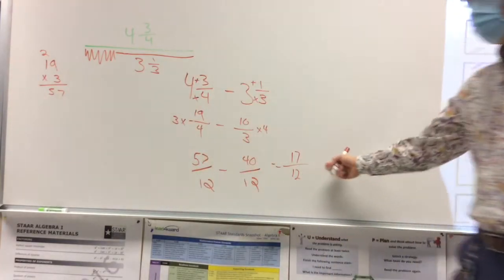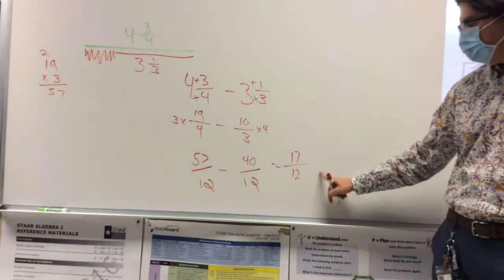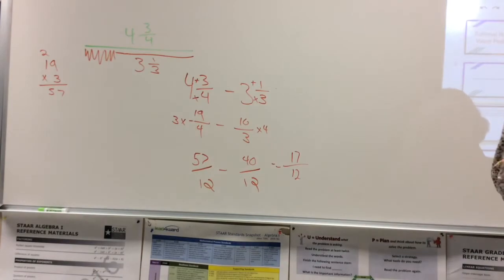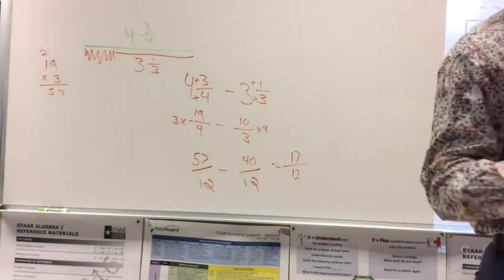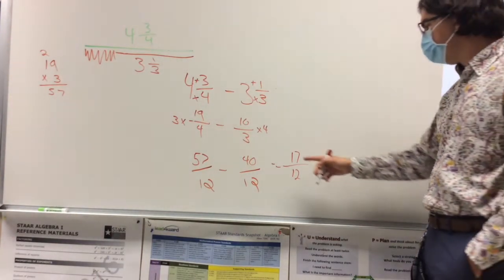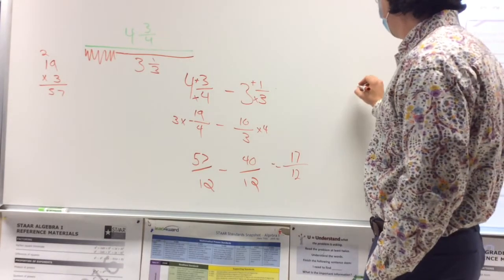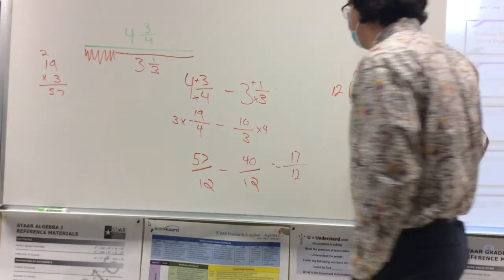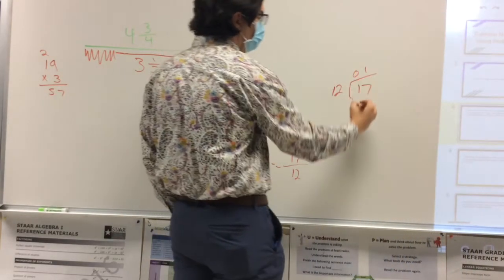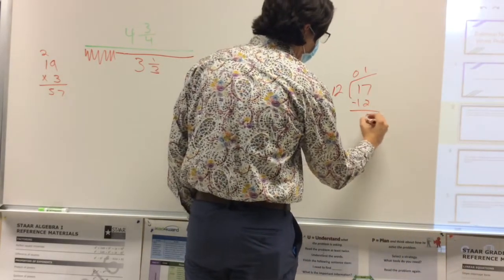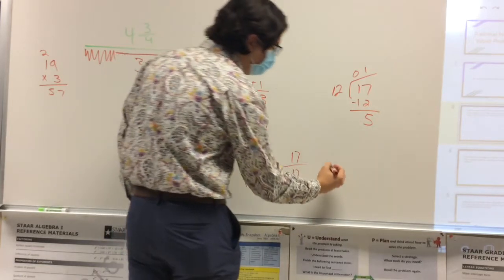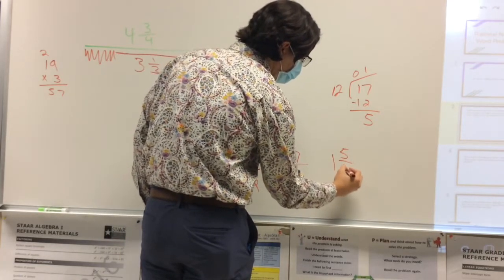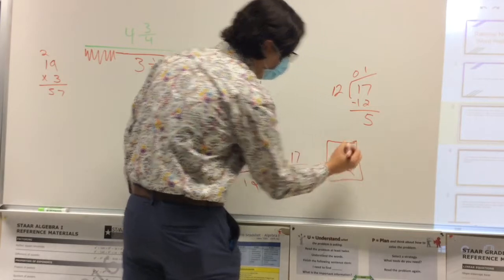Now, Ziana, what's wrong with this though? Why can that not be my final answer? It's an improper fraction. Do not leave your answers improper in my classroom. Do not leave them improper. I've got to turn this into a mixed number by doing 17 divided by 12. Well, 12 goes into 1 0 times. 12 goes into 17 once. And I'm left with 5 remainder. So our final answer is going to be 1 5/12.